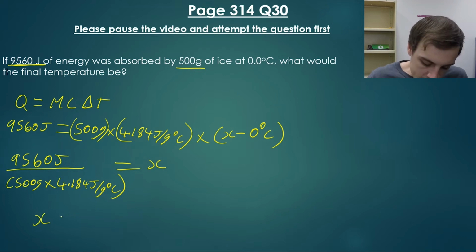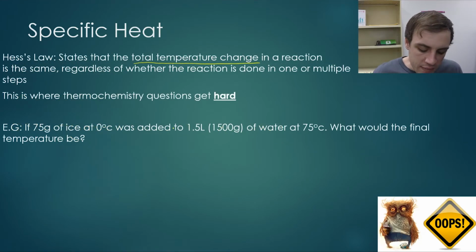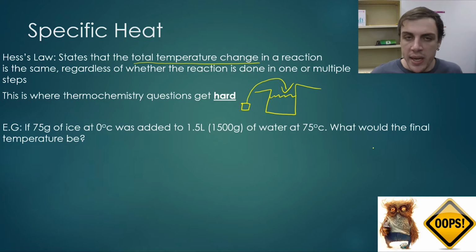That means that X is going to equal 4.61 degrees Celsius. So let's look here. If we have 75 grams of ice at 0 degrees, and we add this to 1.5 liters of water at 75 degrees, so if we have our little cube of ice and we plonk that into our beaker full of water at 75 degrees, what would the final temperature be?